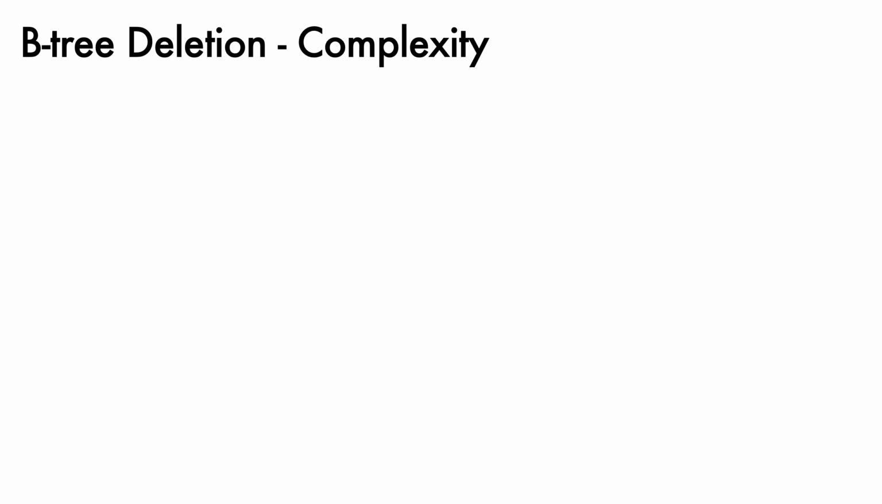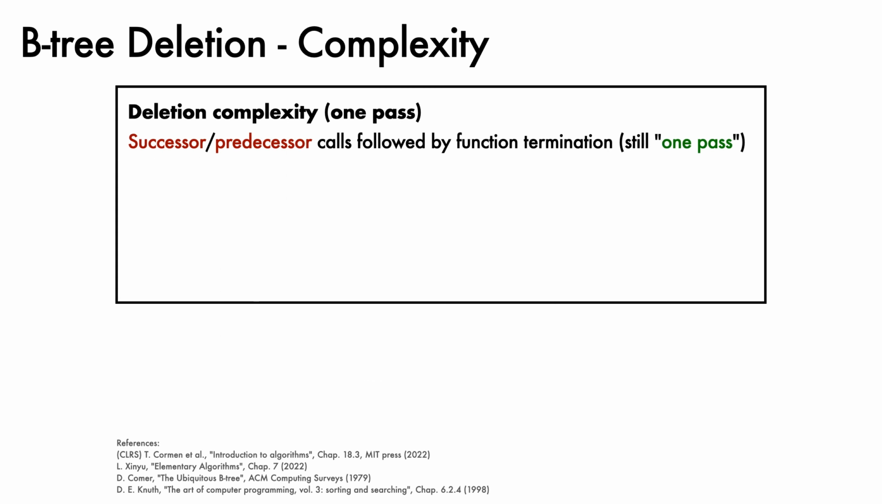When considering the complexity of our deletion procedure, note that when we make successor and predecessor calls, our function then terminates after a constant number of steps. So we can still think of our function as being one pass, even though we go further down the tree than the node where we delete the target key.